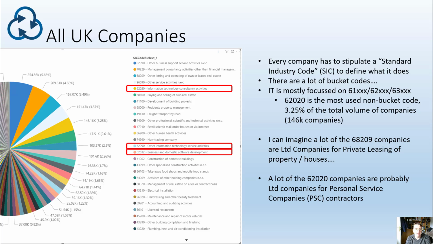More interesting as well, some of the 68 to 09, the third down, companies are a similar sort of thing. I think there are quite a lot of companies that have been set up for the purposes of managing either tax affairs or getting the right structure around some of the assets you've got. So, other letting and operating of own or leased real estate. Clearly in the UK there are some tax advantages to putting property that you own within a limited company structure to support appropriate tax treatment. So I think a lot of these companies are registered for the purposes of ensuring that the right tax treatment is applied to various revenues.